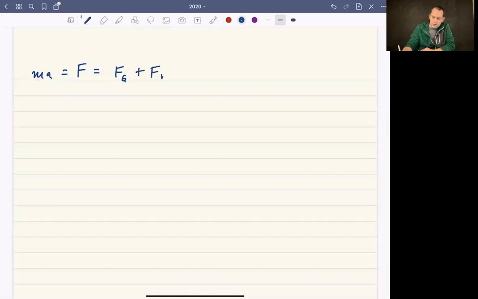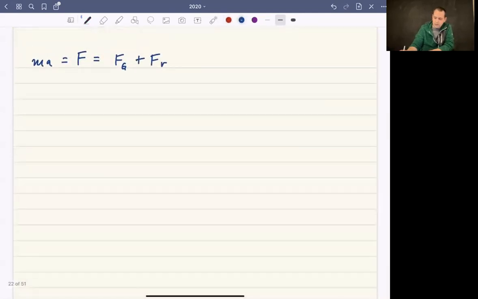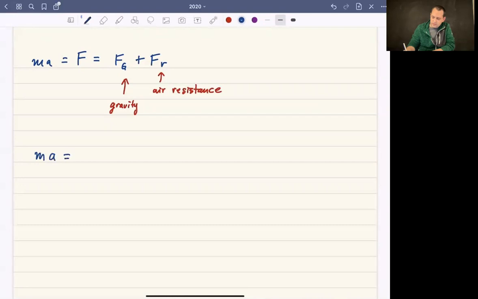So let's add in air resistance here. This is worth mentioning. This is the force due to gravity. This is the force due to air resistance, so the R is for resistance. Let's do it this way. So ma is going to be minus mg. We saw that the force due to gravity was just minus mg. We talked about that before. And plus we want to come up with what our air resistance is.